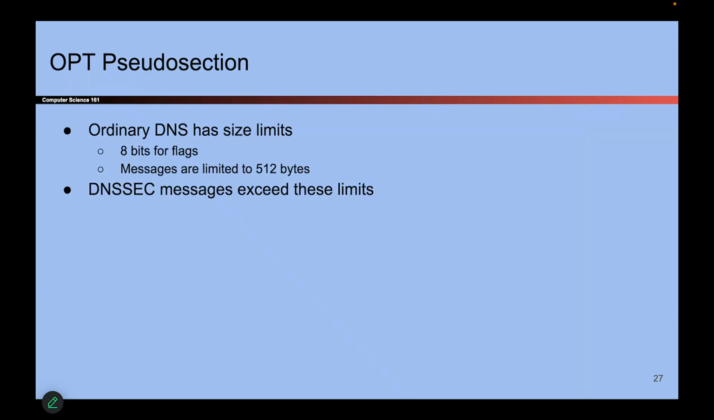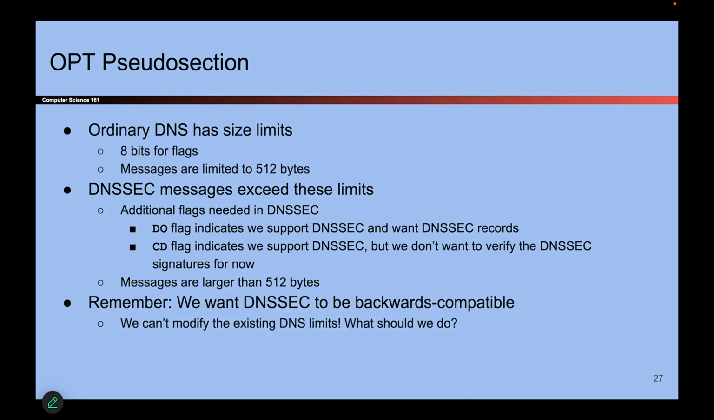So what if you wanted more flags? There's a bunch of stuff you might want for DNSSEC. For example, maybe you want a flag to indicate whether or not DNSSEC is turned on. You might want to set a bit to 1 if DNSSEC is enabled, and turn it to 0 if DNSSEC is not enabled. Maybe you want a flag that says, I do support DNSSEC, but I don't really want DNSSEC right now. I just want regular DNS for some reason.